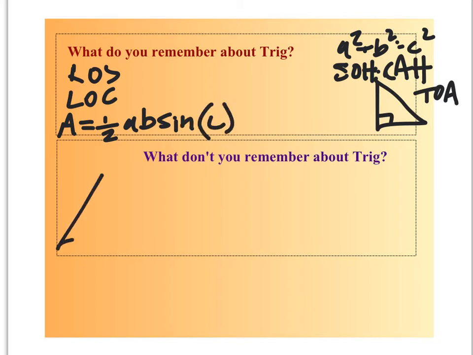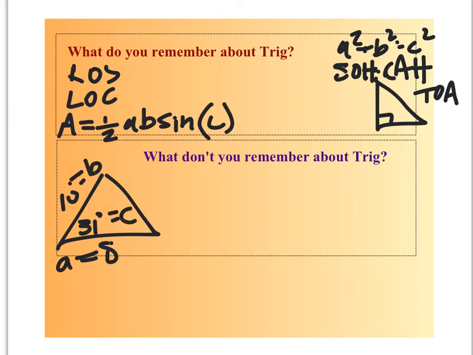If you don't have a right triangle but you have an angle, let's say 31 degrees between two sides, 10 and 8, let's call this side A, this side B, and this is angle C. You can find the area of that triangle.